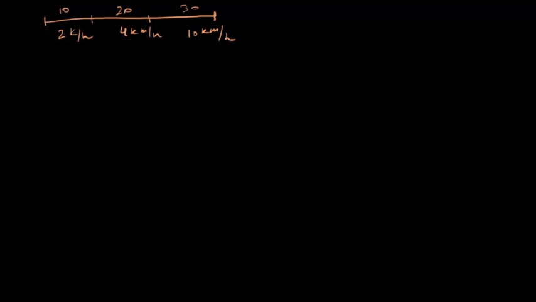Now till now we were looking at the scenarios where the total distance was being divided into two parts, but we can also have a case where the distance is divided into three parts. So this is my timeline. I have 10 kilometer distance being traveled at 2 kilometers per hour. Then 20 kilometers is being traveled at 4 kilometers per hour, and 30 kilometers remaining is being traveled at 10 kilometers per hour.